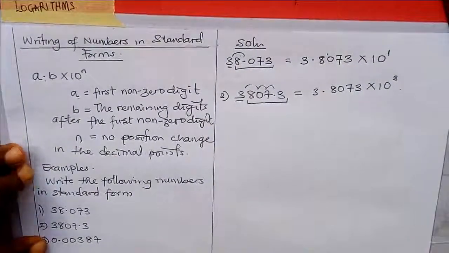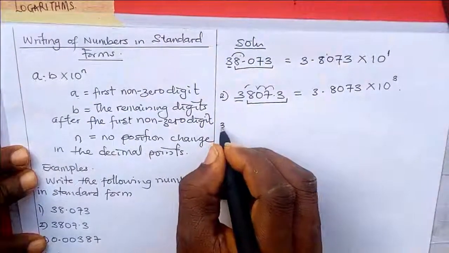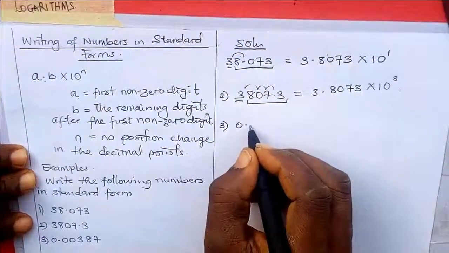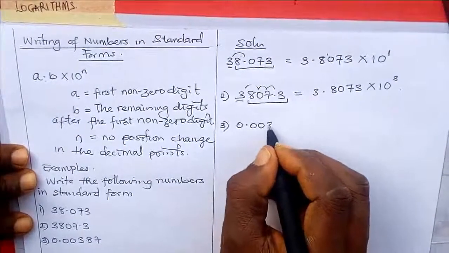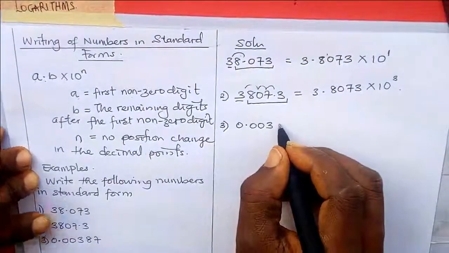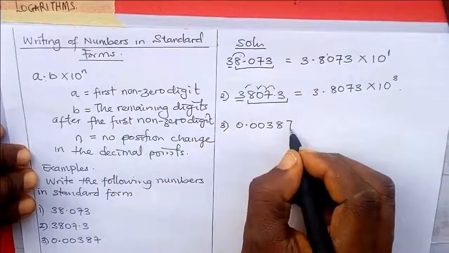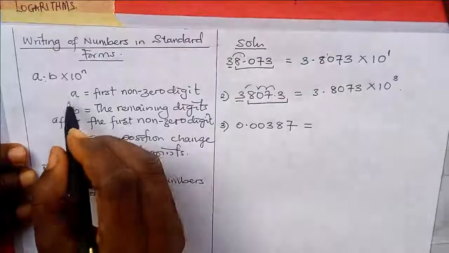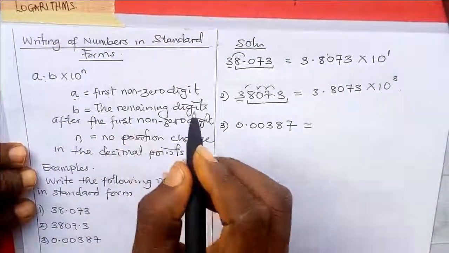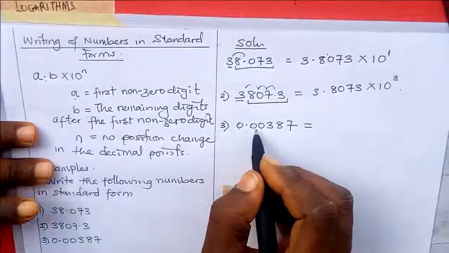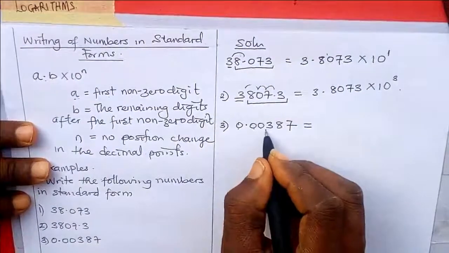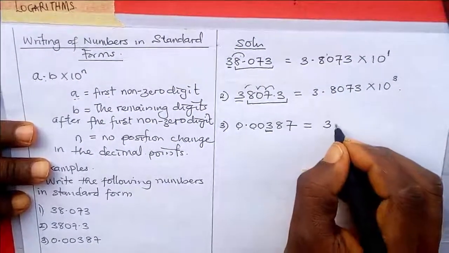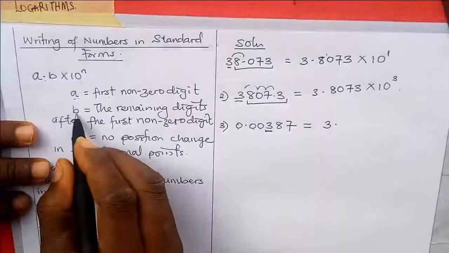The third example, we have 0.00387. To write it, you ask yourself, what is a? Our a is the first non-zero digit. This is a 0, so you won't pick that 0. So this is the first non-zero digit, which is 3. You have a point. What is our b?